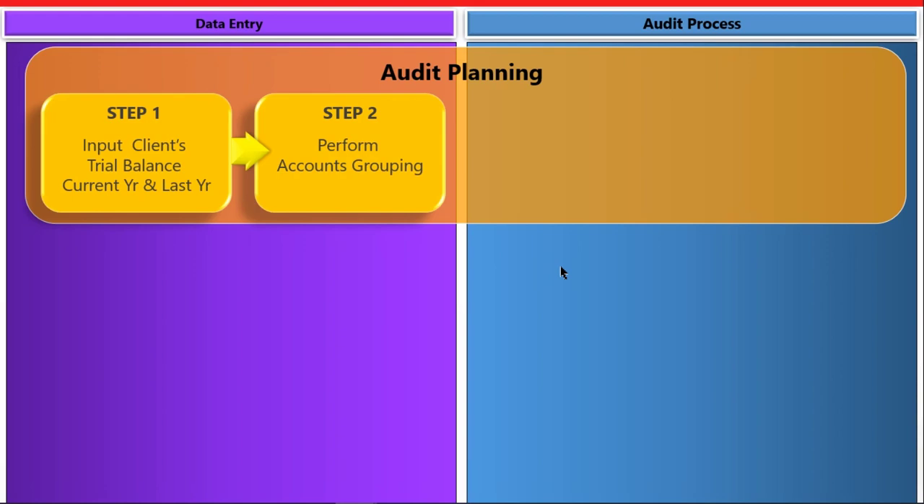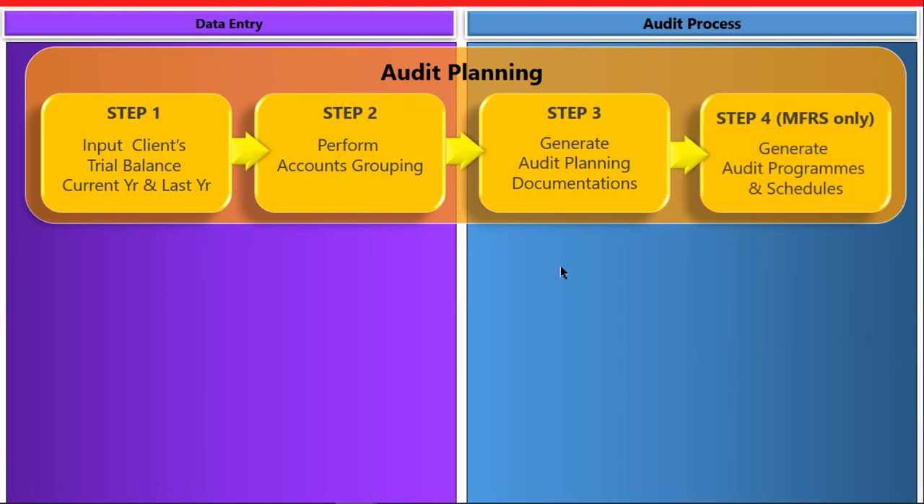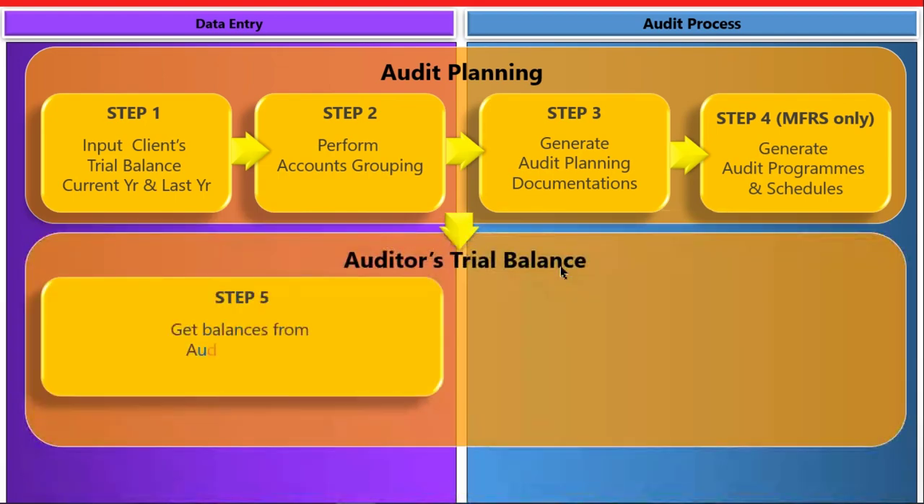Okay? So all this, if you're done already, if you need to do audit, then you continue step 3, set the materiality level, generate your audit planning documentation. And also, if you are using MFRS, this is the one. Otherwise, you skip that. You can continue with step 5. Okay? Step 5 is the audit planning.